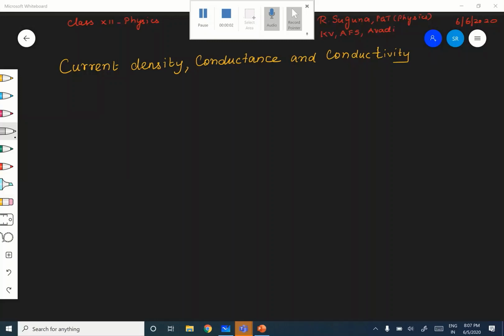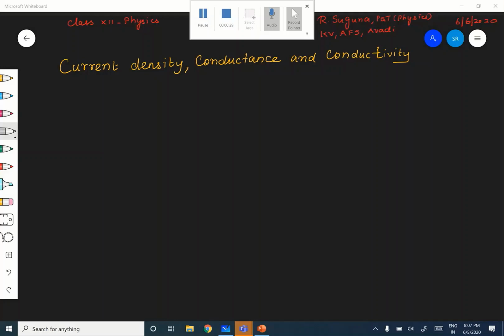Hi children, today we are going to see some other important terms in the field of current electricity apart from what we have already seen. There are so many terms we have seen. Apart from that, some other important terms we are going to see that I have already written. So what is that? Number one is current density. Number two is conductance and number three is conductivity.